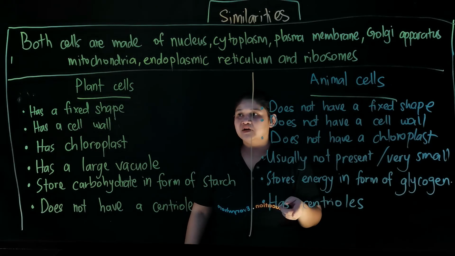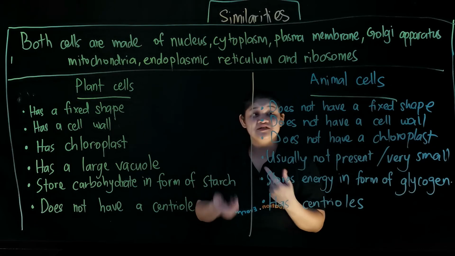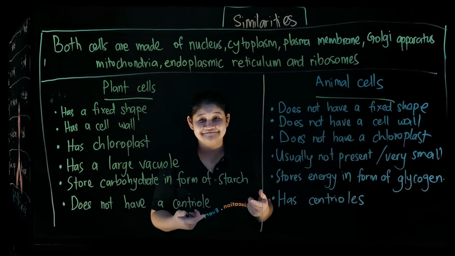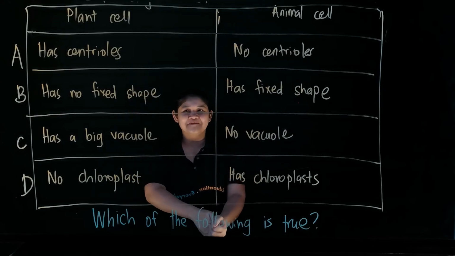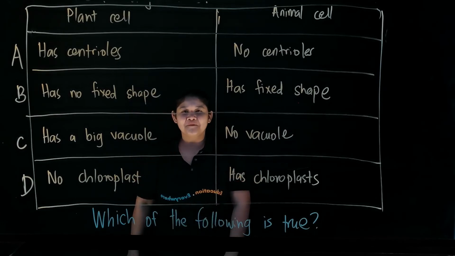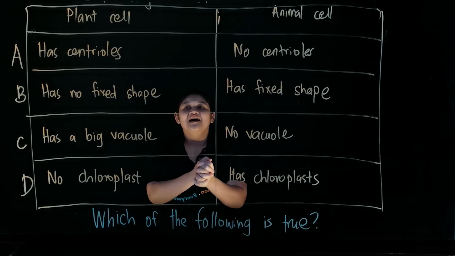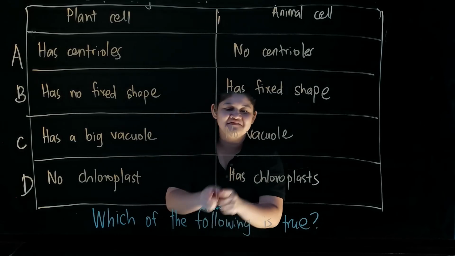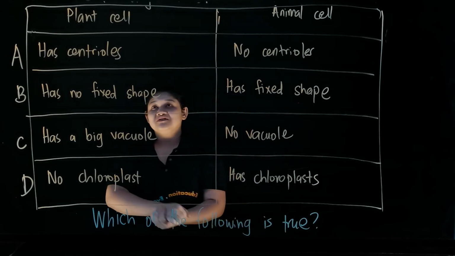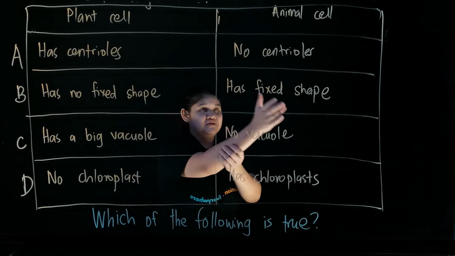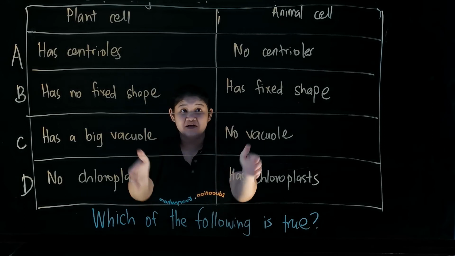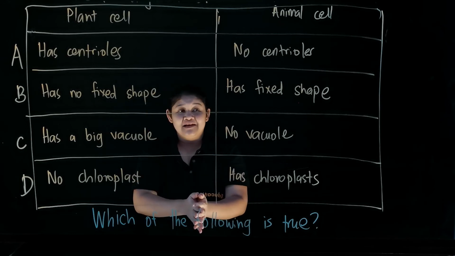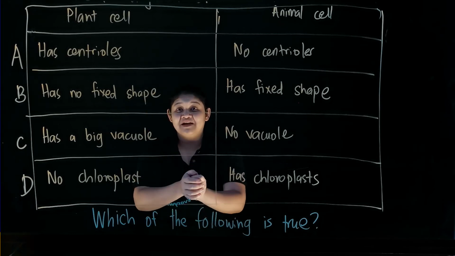Next part, we're going to look at some questions and try to answer them together. Welcome back. It's question time. Question number 1 for all of you out there: which of the following is true? You have your plant cell here and your animal cell here. Pause the video, have a look at the options, and we'll get back after this.